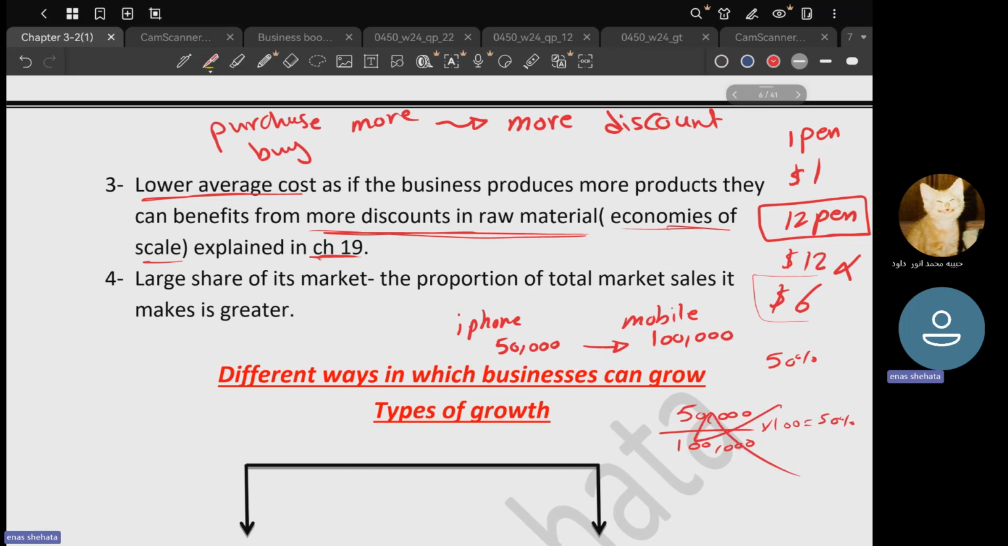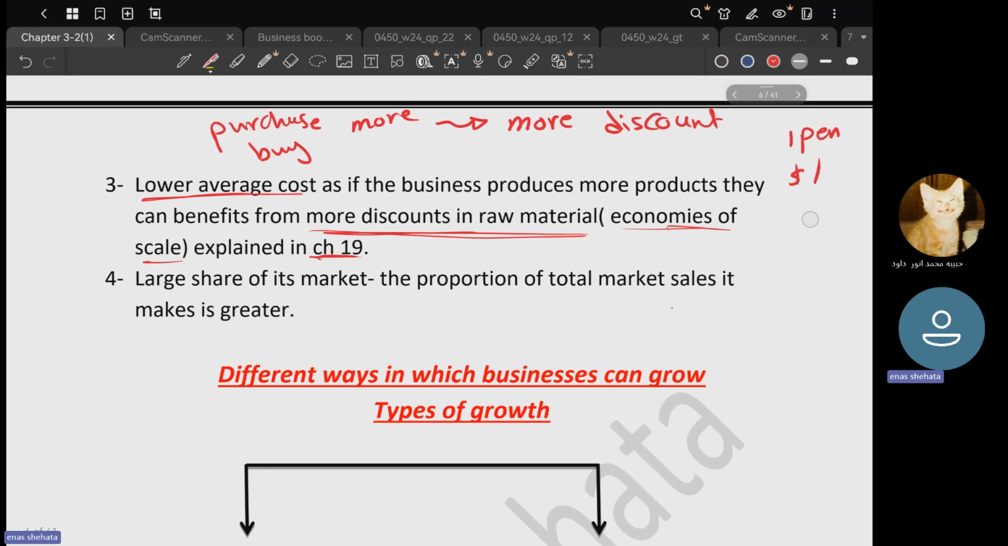You are not required, but I'm explaining for you. What does high market share mean? Or a large share of this market. So it's better to make your business bigger, or to grow your business. How can we grow our business?